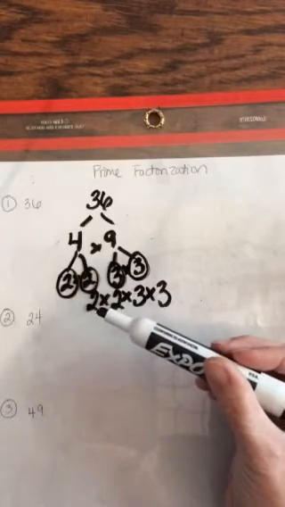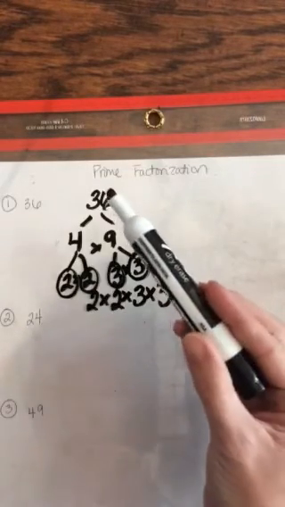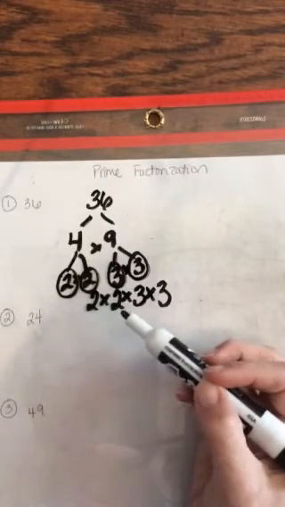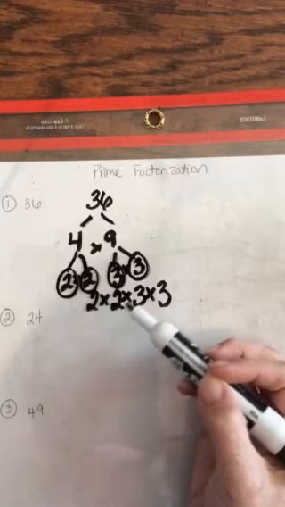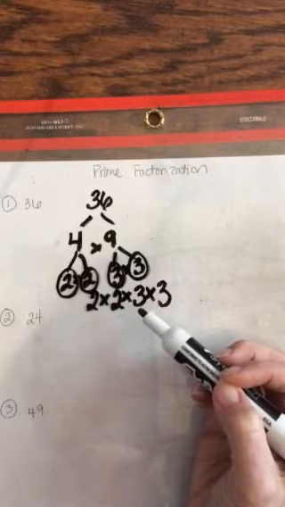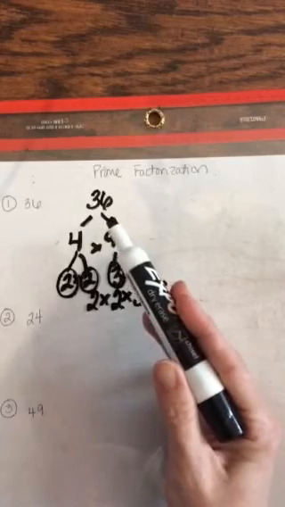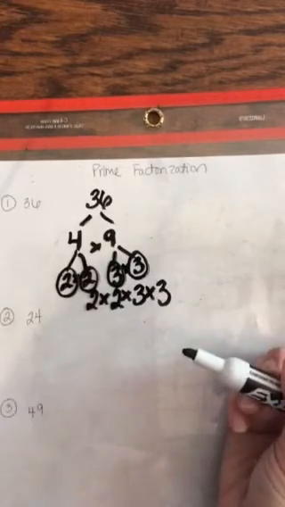I could also use math to check myself. Remember, we're trying to break down the number 36. So if you take 2 times 2, you get 4. 4 times 3 is 12. And if I take 12 times 3, I do end up with that beginning number of 36.